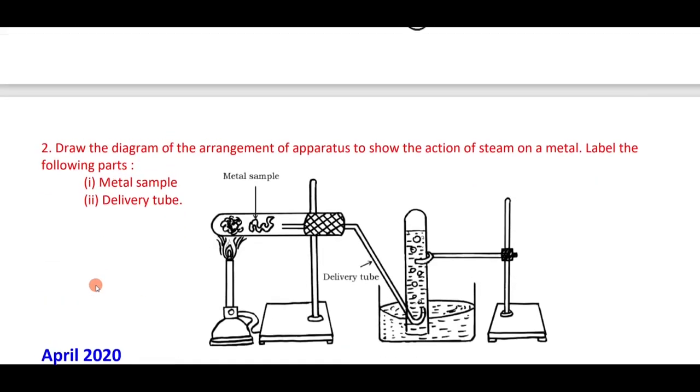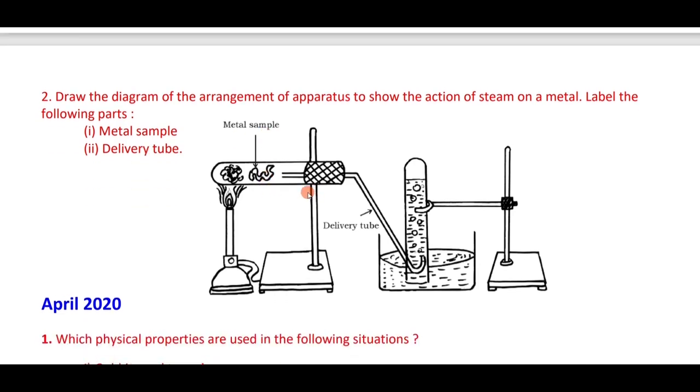Draw the diagram of the arrangement of apparatus to show the action of steam on metal. Label the following parts. Very important diagram for 3 marks, that is, action of steam on metal.